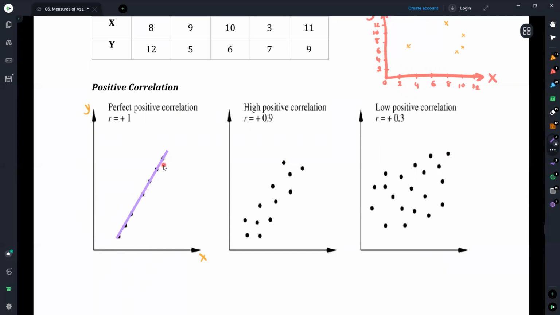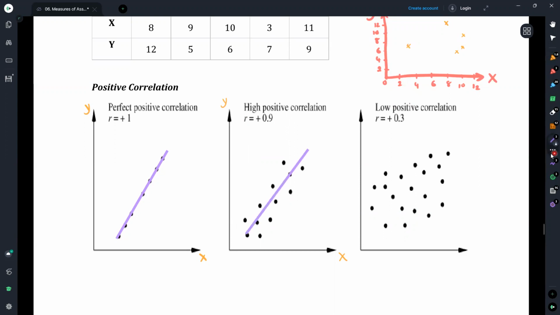Then we can call such a relationship a perfect relationship. You can see that as the value of x increases, the value of y is also increasing. That's why we say it is a positive relationship. If we look at the next diagram provided, it mentions that there is a high positive relation, or high positive correlation, among the variables. Here we can see that the points are somewhat scattered.